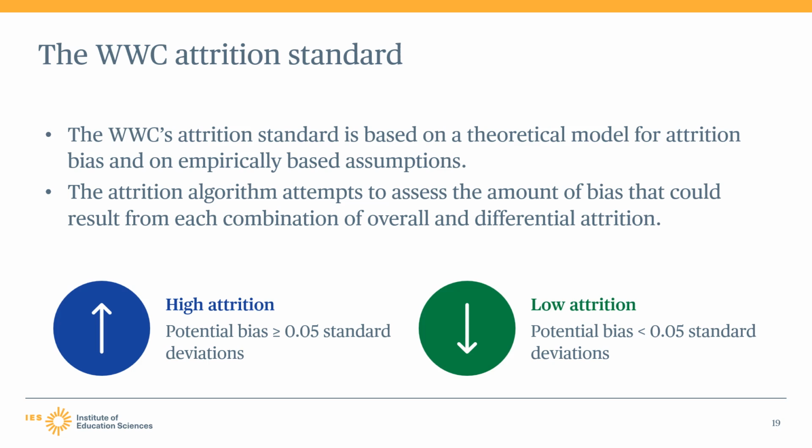The WWC attrition standard is based on a model of attrition bias. The attrition model drew on data from several large education studies and considers different combinations of overall and differential attrition, estimating how much bias is expected for each combination. The WWC chose 0.05 standard deviations as the boundary for an acceptable or tolerable level of bias resulting from attrition. So, if the model suggests that the study's expected attrition bias is greater than or equal to 0.05 standard deviations in absolute value, the WWC defines that as high attrition. This is not a tolerable amount of bias.